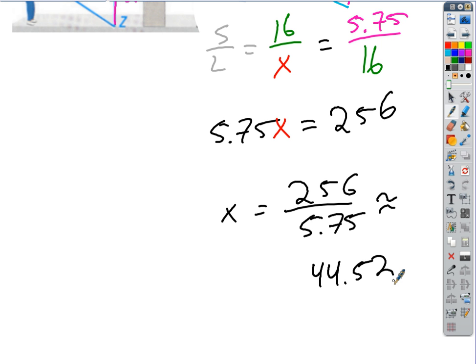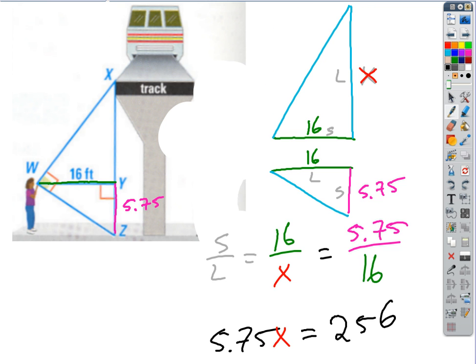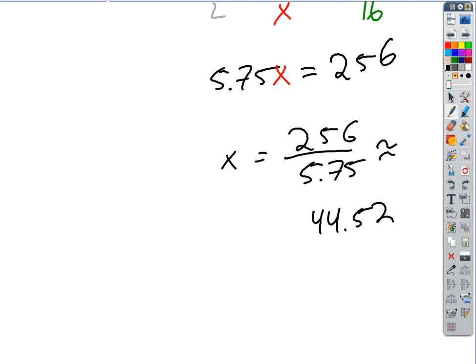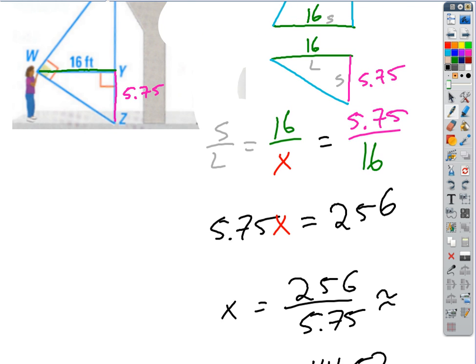Oh, you're right. Hang on. 44.52 plus 5.75. What is it? Quick.